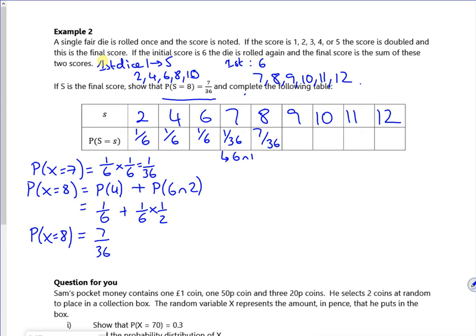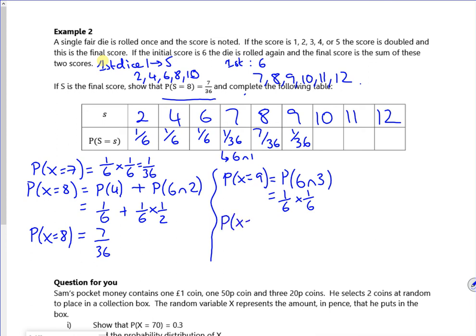Then if I want a 9, the only way to get a 9 would be to have a 6 and then a 3. So that would be 1/6 for the 6, 1/6 for the 3. So that's going to be 1 over 36. There. For the 10, it's going to be the probability of getting a 5, which gets doubled, or the probability of a 6 and a 4. So that would be the same as the probability that X equals 8. It's the same maths that's in there. So that would be 7 over 36.